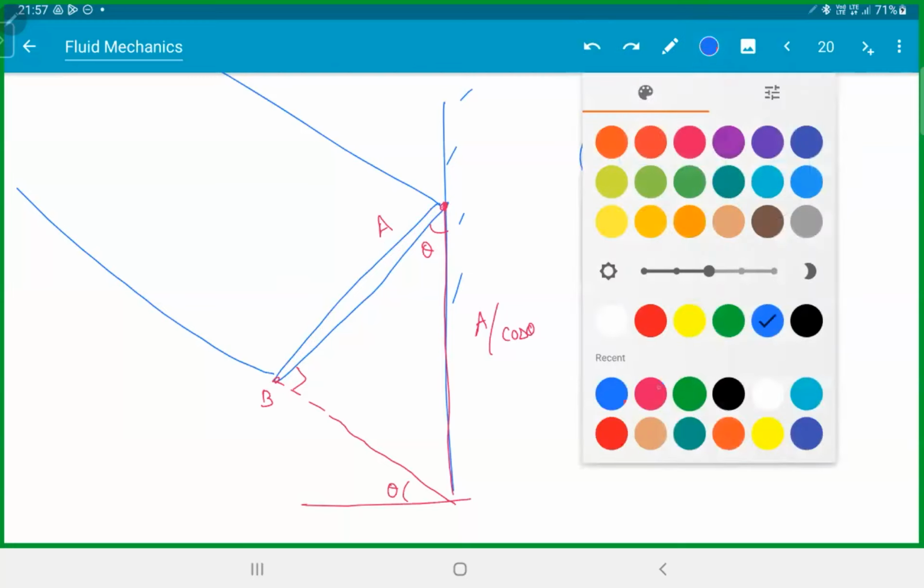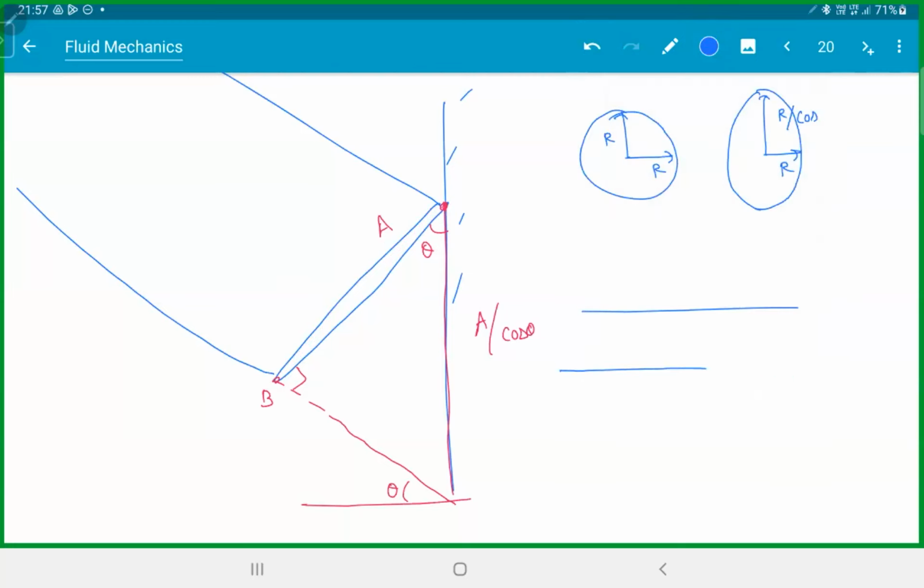Think of it like this: if you take a cucumber and cut it like this, what shape do you get? An ellipse, right? If you cut a cucumber like this, the shape that comes is an ellipse, right? Where this radius will remain R only, whereas this radius will become R by cos theta. I hope you're able to visualize. Cucumber is a good example. Told you, with food you can explain quantum mechanics also. People will understand quite fast.